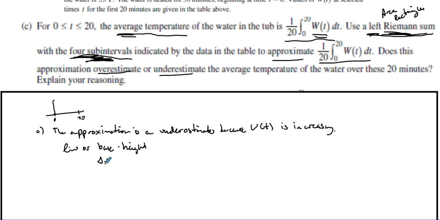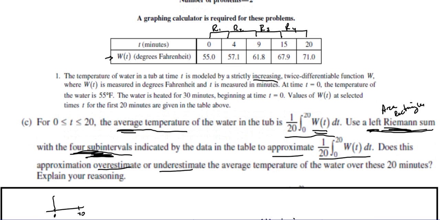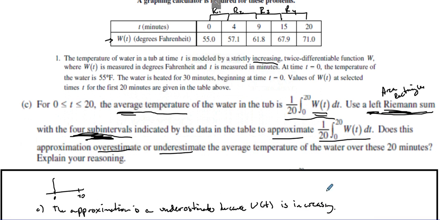So we need to find our delta t, the difference in our subintervals, and then we need to find our heights. Up here, we have 1, 2, 3, and 4 rectangles: rectangle 1, rectangle 2, rectangle 3, and rectangle 4. Now the question is, what's the area of each of these rectangles? For rectangle 1, we take delta t, our width. Our width is going from 0 to 4, so delta t is 4 minus 0, which is 4.